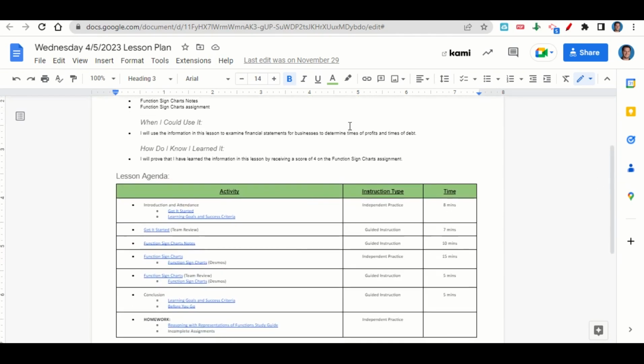Now let's take a look at our agenda for today. We will begin by going over the learning goals and success criteria. While we do that, you'll fill out your Get It Started. Once you've completed your Get It Started, we'll go over it together and answer any questions that you may have. After that, we'll go over the function sign charts notes, and then I'll give you time to complete the function sign charts assignment on Desmos. Once you've completed the assignment, we'll go over it together and answer any questions that you may have. At the end of class, we'll go back over our learning goals and success criteria while you fill out your Before You Go. Your only homework for tonight is to continue working on the reasoning with representations of function study guide and any incomplete assignments that you may have.